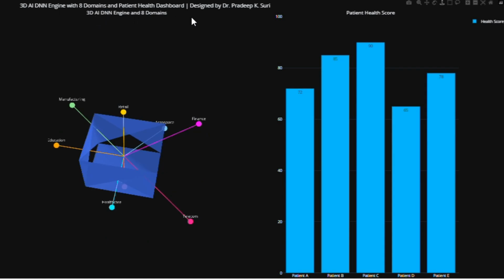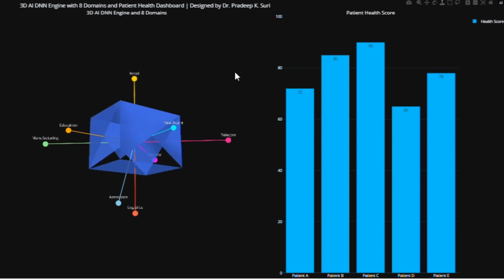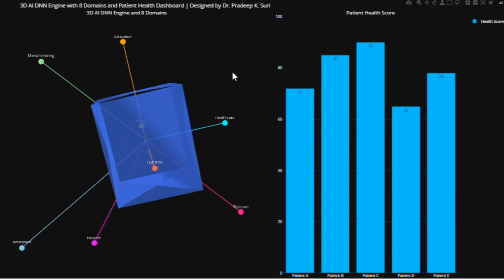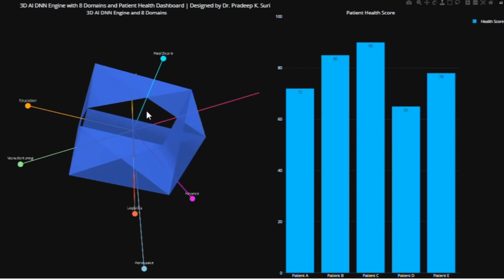3D AI DNN engine, healthcare domain. Brain overview. The video presents a 3D AI deep neural network, DNN, engine, modeled as a cube at the center of an intelligent digital ecosystem. It simulates a brain-inspired AI system designed by Dr. Pradeep K. Suri that dynamically connects to multiple industry domains, specifically focusing here on healthcare.